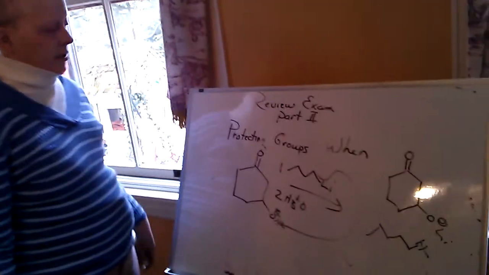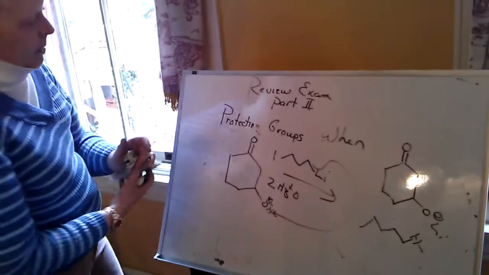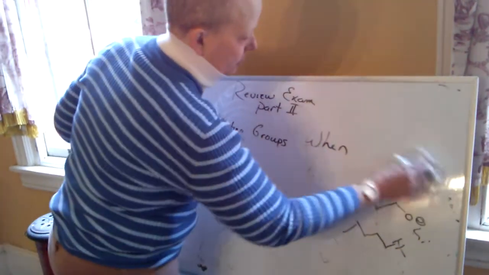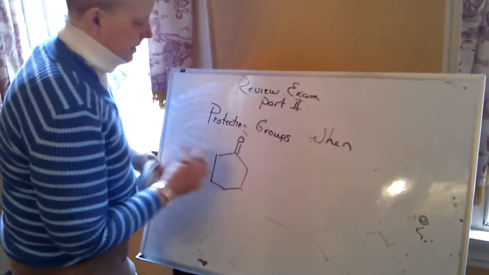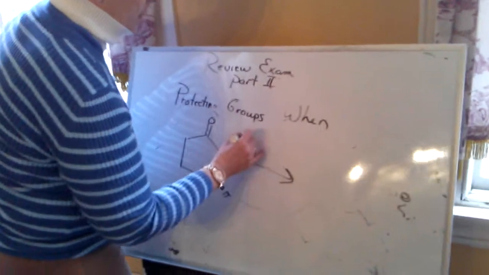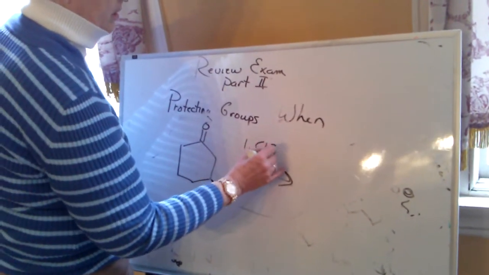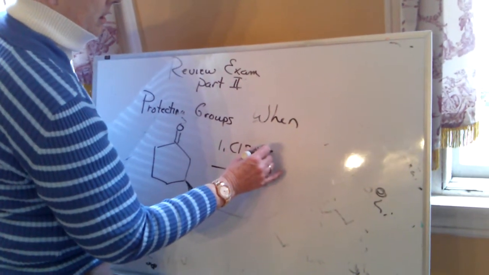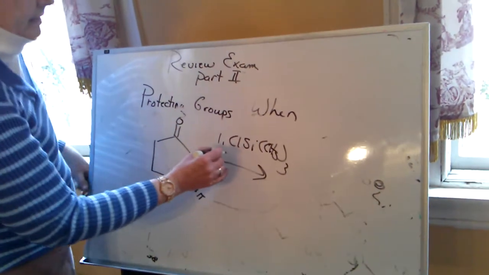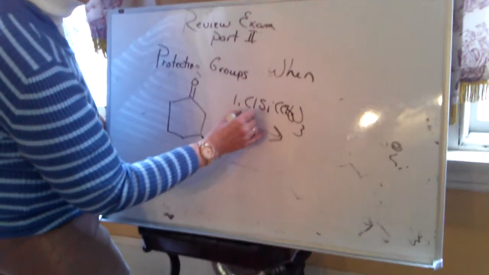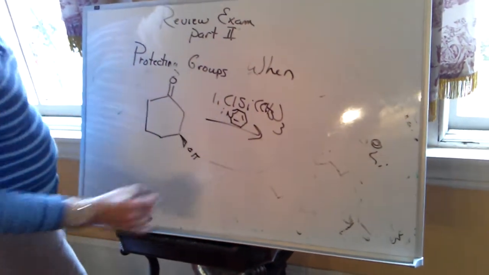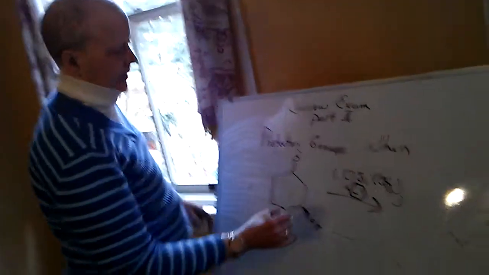Okay, so you say, well, that's no good. I've got to protect that alcohol. Well, probably a better way for you guys to protect alcohols is the method I just showed you. So instead of doing this, I'll give that a little chirality. You'd say one, chloro trimethylsilyl chloride in some kind of a base, like you could use pyridine. It has to be a tertiary base or pyridine, so it doesn't want to connect to anything.